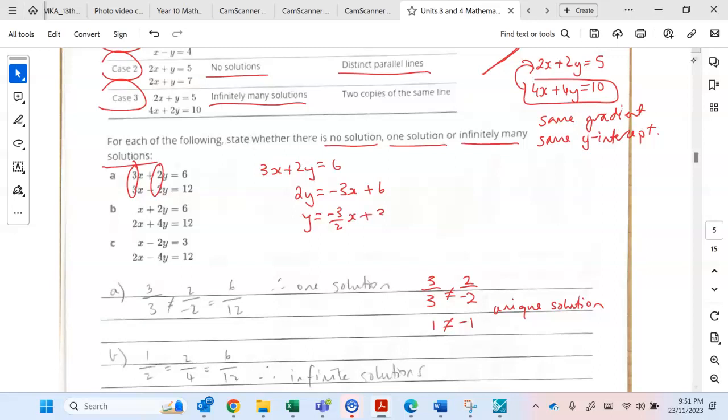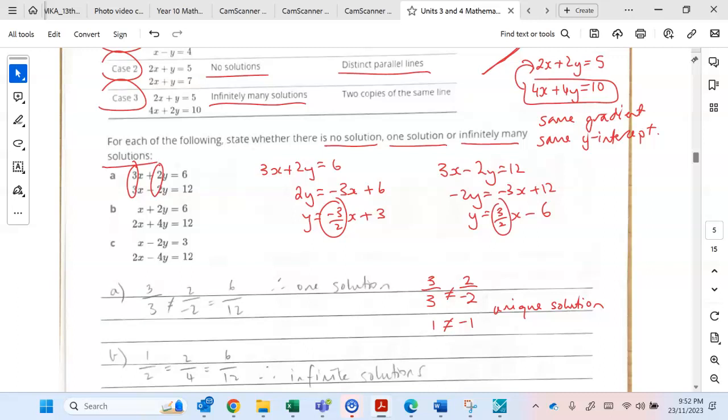So 6 on 2 is 3. Okay, so our gradient is -3 on 2, and the y-intercept is 3 for that first one. Then the second equation, I'm just going to rearrange that. Plus 12. Our gradient is 3 on 2, so this one's -3 on 2, this is 3 on 2, so different gradients.